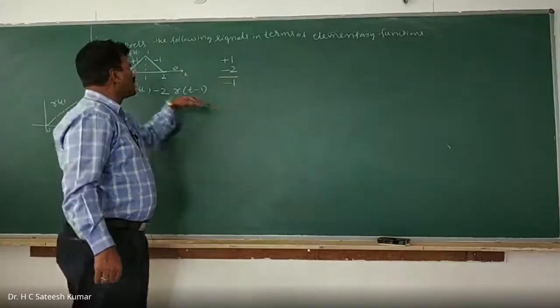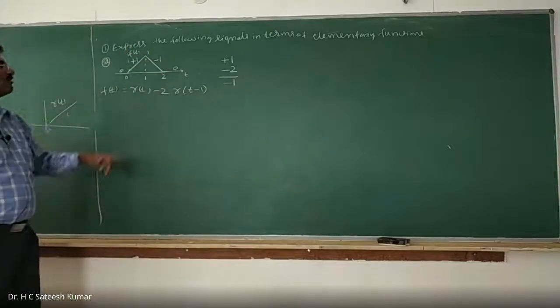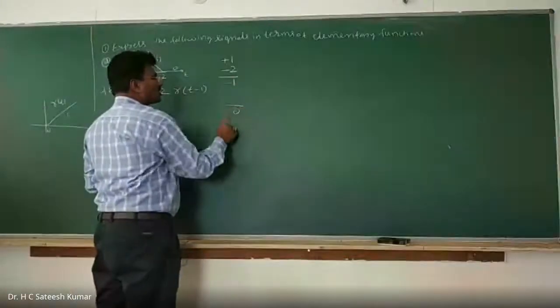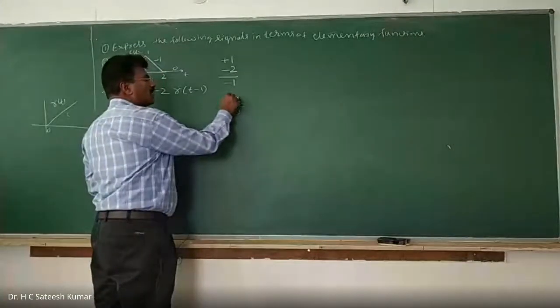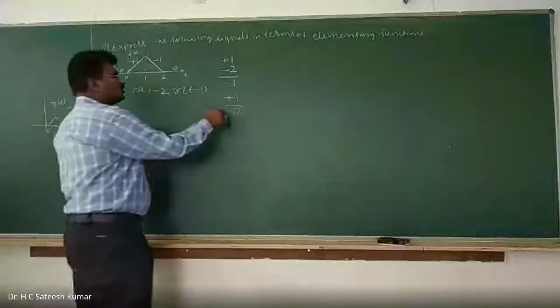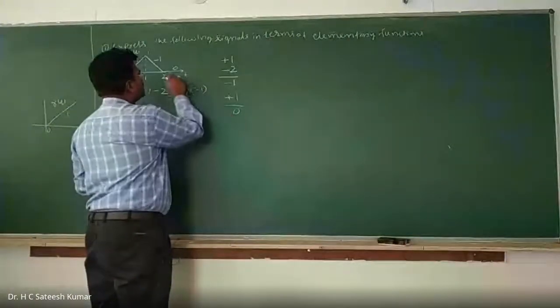-2 I have added. Now it is going with a slope of -1. But I want a slope of 0. What shall I add? I should add +1. If you add +1 from 2, you will get a slope of 0.